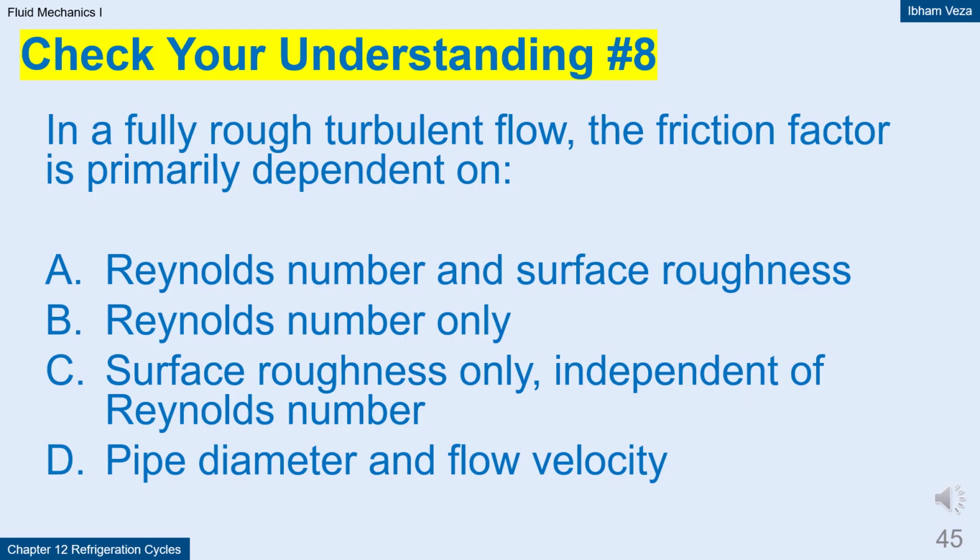Explanation. A is incorrect because in fully rough, turbulent flow, the friction factor no longer depends on Reynolds number, but only on surface roughness. B is incorrect, because Reynolds number does not influence the friction factor in fully rough flow. D is incorrect, because pipe diameter and flow velocity contribute to Reynolds number, but do not directly determine the friction factor in the fully rough regime.